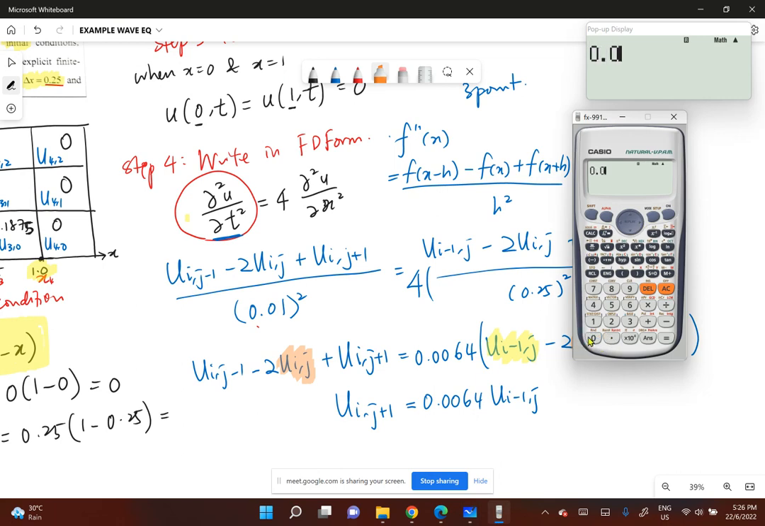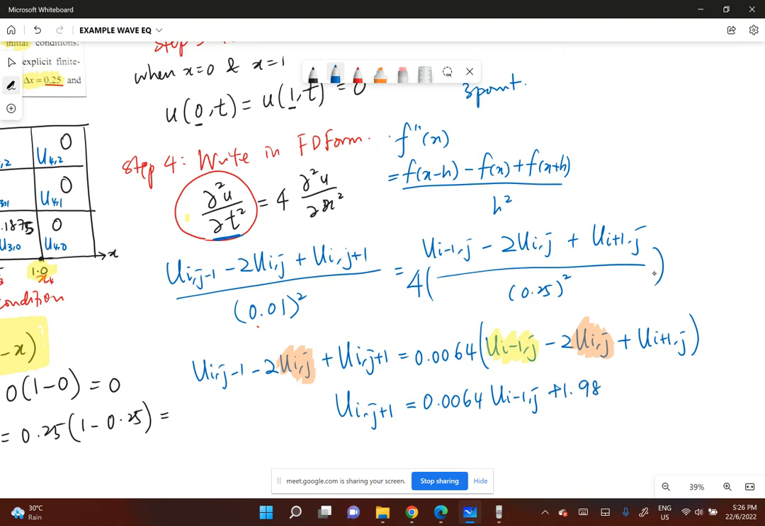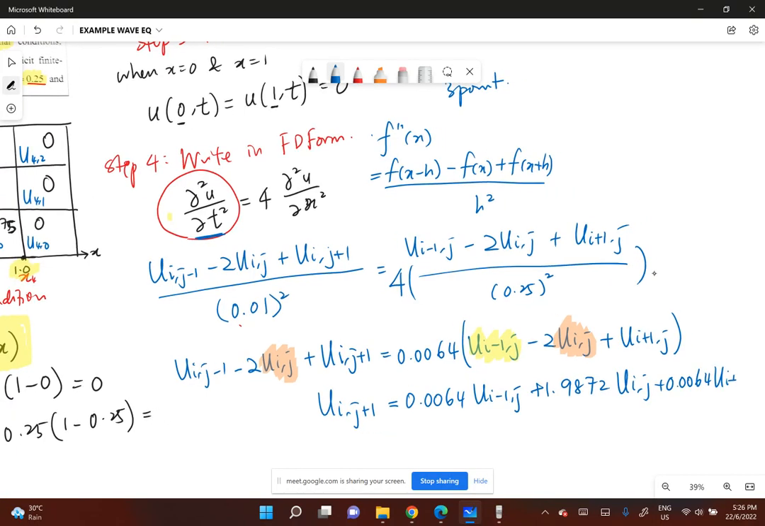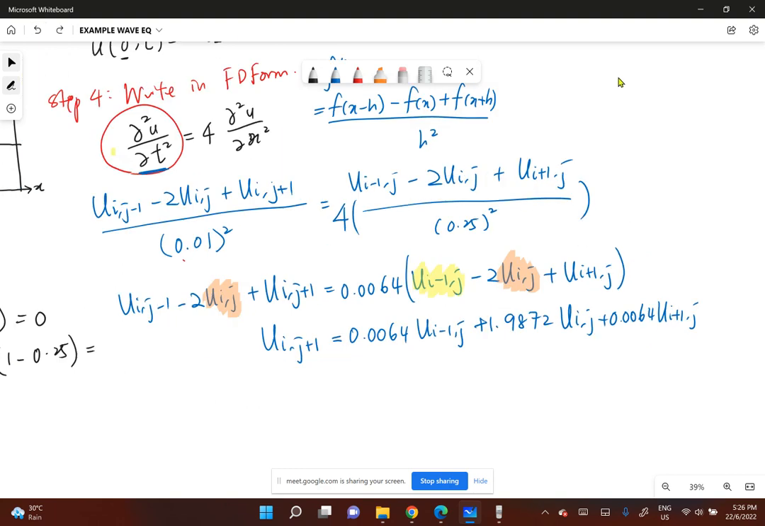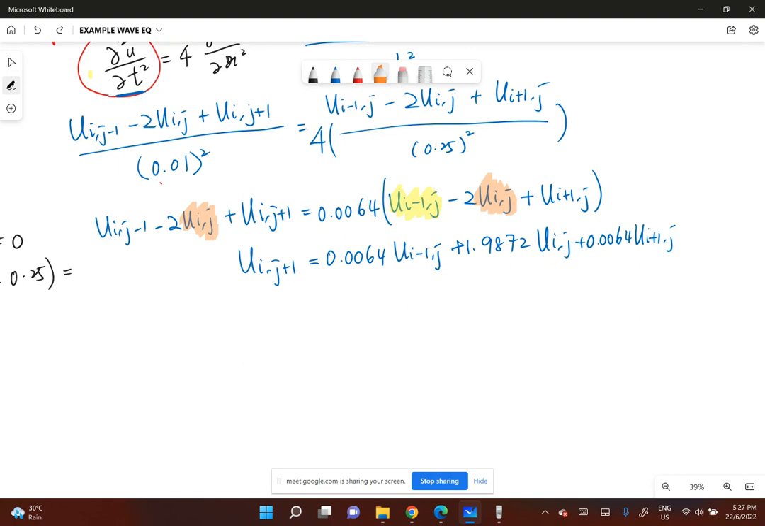Here is 0.0064 times negative 2 equal to, lepas tu this one, negative 2 bring to the right become plus 2. So it becomes 1.9872 u_ij plus 0.0064 u_i+1,j. Okay. Now ada sini lagi. This one I haven't bring to the right. Minus u_i,j-1.